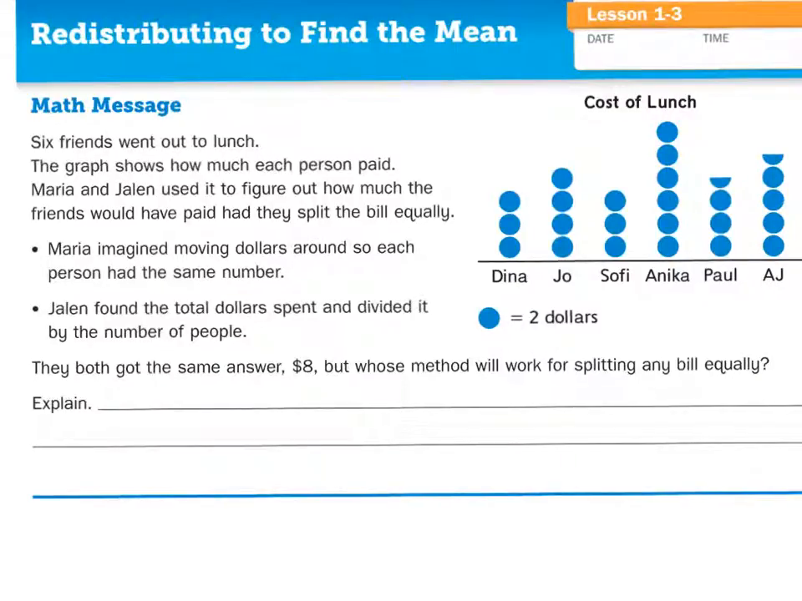In lesson 1-3, we're going to be looking at different ways to find the mean. And so we start that with our math message for today. It says 6 friends went out to lunch. The graph shows how much each person paid.